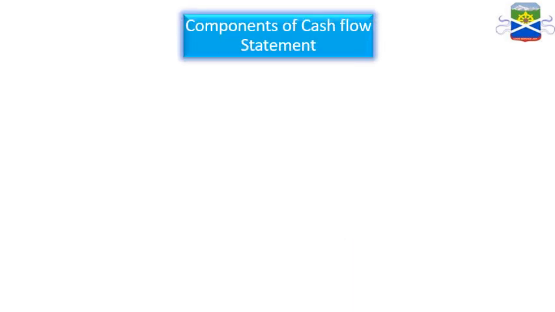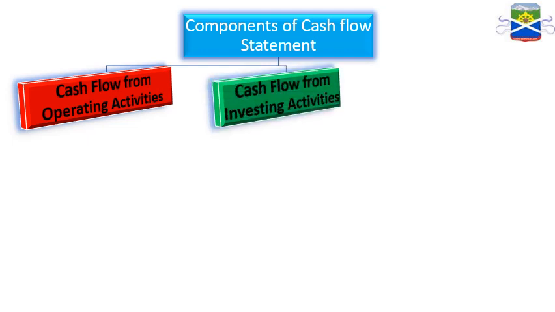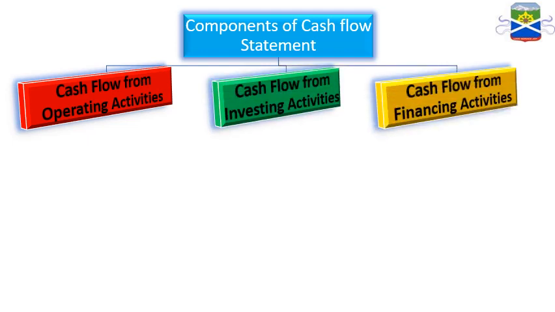Cash equivalent we will come to know a little later, but before that we will know the different components of cash flow statement. As we discussed in the definition, the components of cash flow statement are cash flow from operating activities, cash flow from investing activities, cash flow from financing activities. So what is cash flow from operating activities?